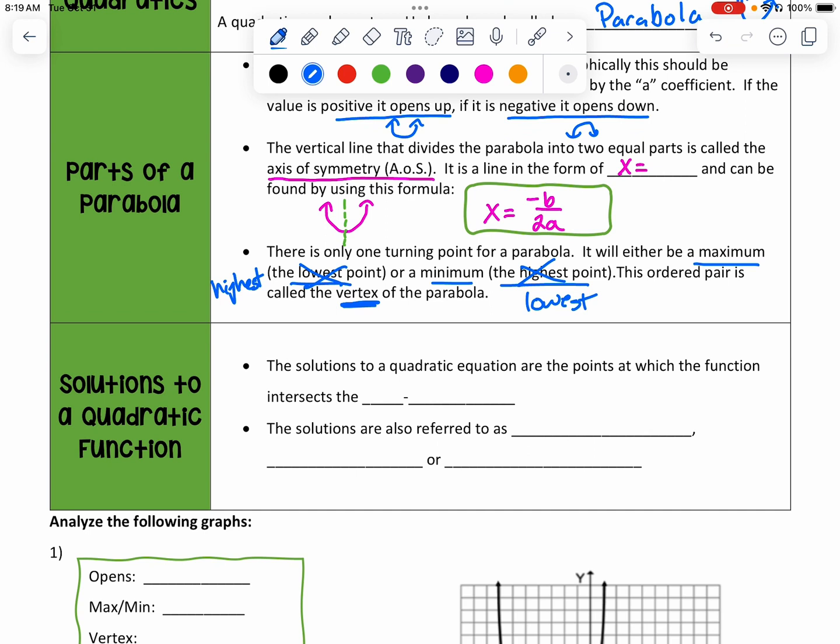And then solutions. The solutions to a quadratic equation are the points at which the function intersects the x-axis. We're going to be looking at solutions a lot this unit, and solutions have a lot of different names. If that's where it's crossing the x-axis, those are the x-intercepts. But math likes to give things a lot of words, so x-intercepts are also called roots, or they're called zeros. So a lot of different names: solutions, x-intercepts, roots, zeros, and they all mean the same thing. So now let's look at this on a graph.